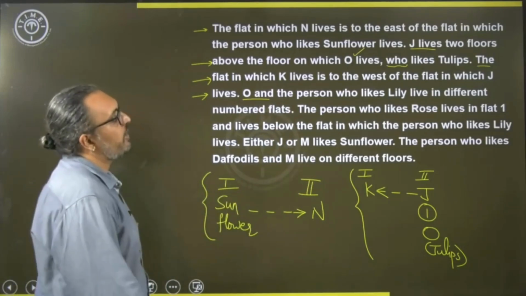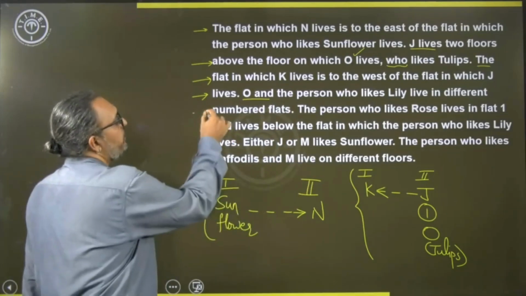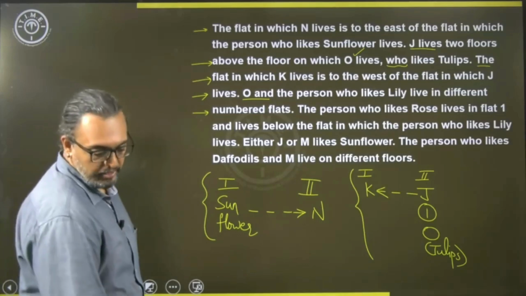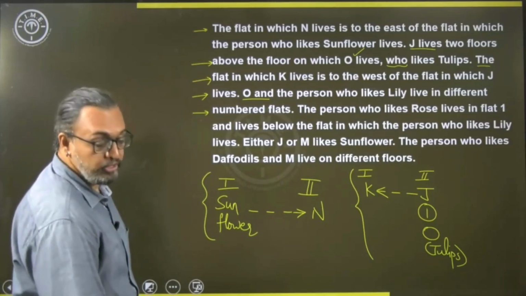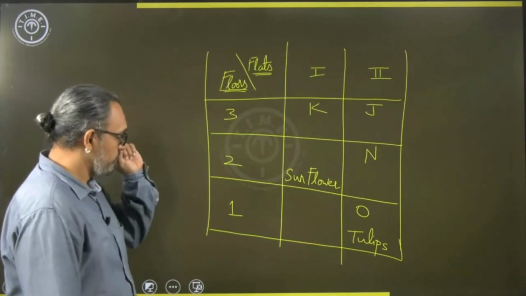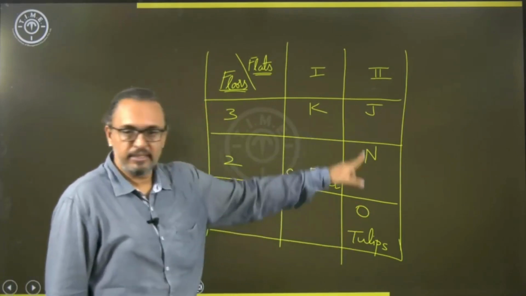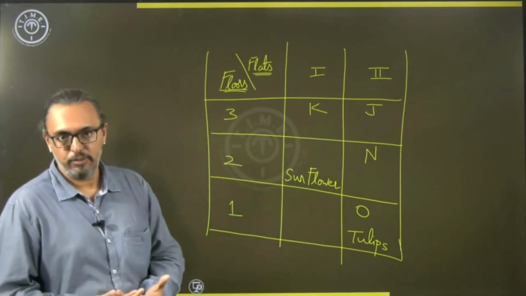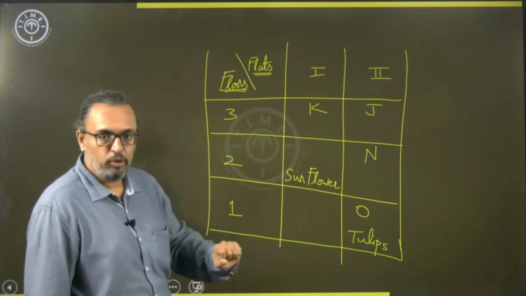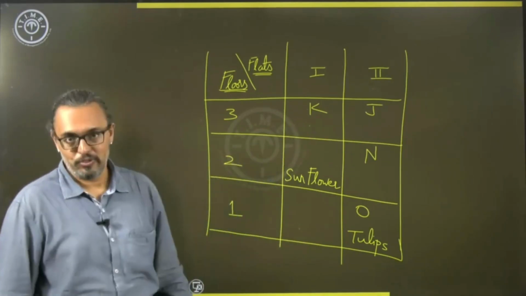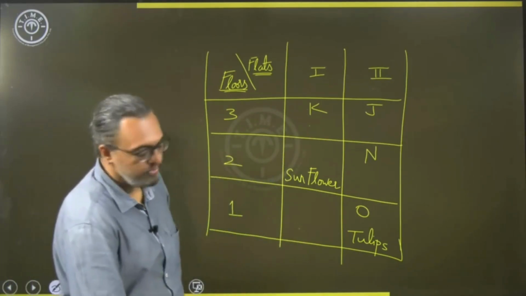Further, O and the person who likes lily live in different numbered flats. Okay. O and Lily should be in different numbered flats. So we can have O, since it is in flat 2, then definitely Lily has to be in flat 1. It could be on the same floor or it could be K also. So we need to see which that is.